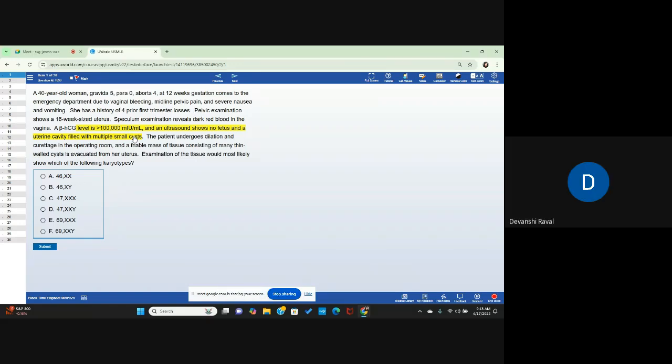Polycystic ovarian disease, PCOS? Do they have a beta HCG of 600,000? Multiple small cysts. Yeah, so they're talking about some sort of mole, maybe. It can be a complete mole.